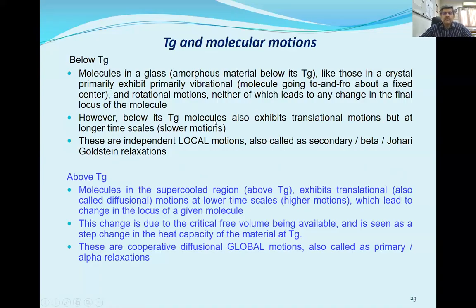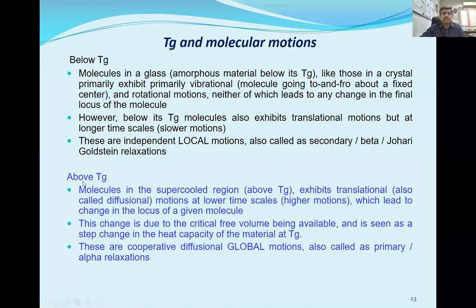So we'll try to summarize these, that below the Tg, the main motions that are occurring are vibrational and rotational in nature, but there are some translational motions also occurring, but they occur at a very slow pace. And these motions that occur below Tg are independent local motions and are called as secondary, beta, or Johari-Goldstein relaxations.